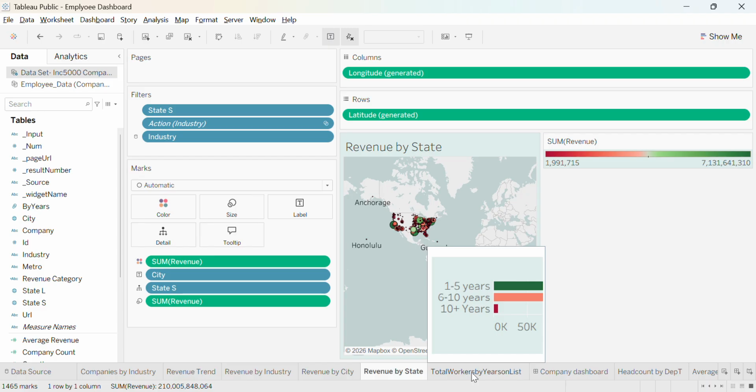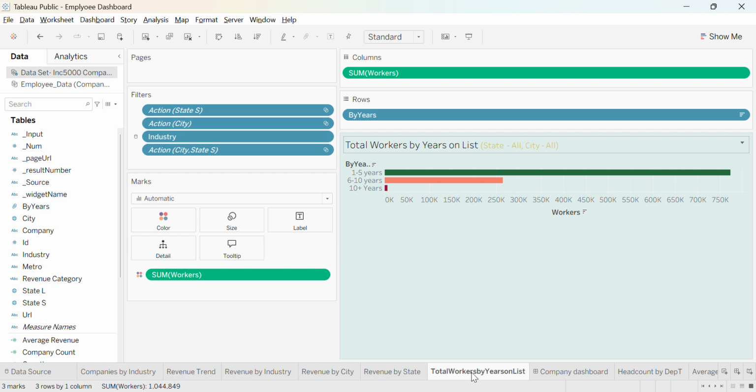Companies in the 6 to 10 years category employ around 216,000 workers, shown by the orange bar. Companies with 10 or more years on the list have the smallest workforce at approximately 10,000 workers only. This clearly proves the newer fast growing companies are the biggest job creators compared to older established ones. The global filters for the state, cities and industries are connected to this chart, allowing dynamic analysis across all the regions and sectors.